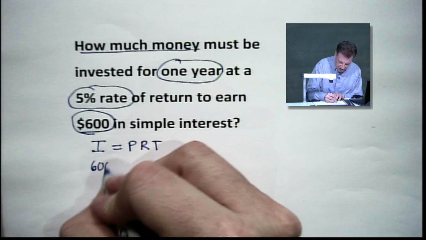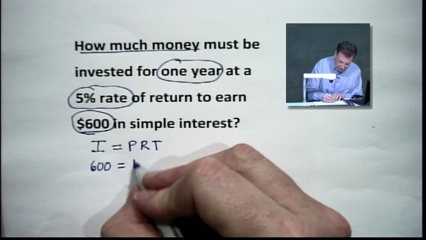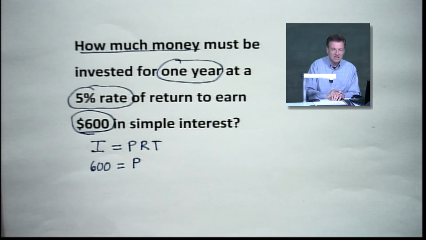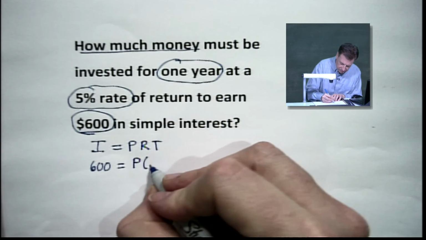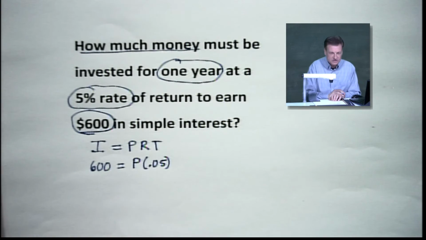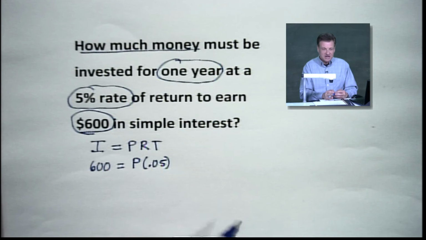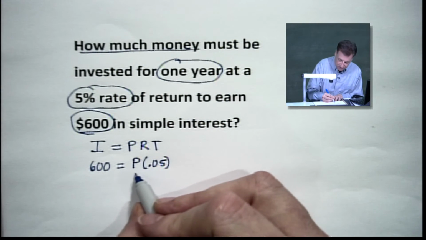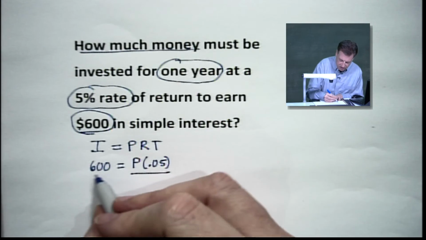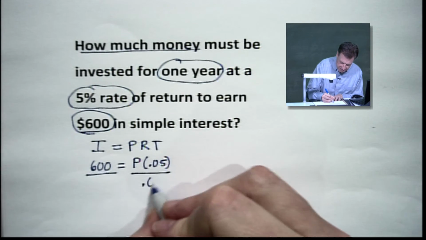But here we go. 600 is our interest. We do not know the principal. I'm going to put P in there for it right now. But we do know the rate is going to be that 5% that we've been working with. So we'll put a 0.05 or 5/100ths in there. And the T, well, it's 1. It disappears because if you multiply 5/100ths times 1, you still get 5/100ths, all right? So let's see what we're going to do. We want P by itself. So it's time, because this is multiplication, for us to divide both sides by this decimal.